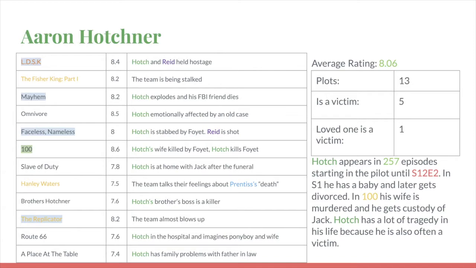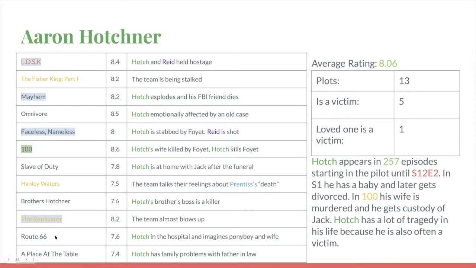Hotch has a lot of tragedy in his life because he is also often a victim. First being one with Reid, where they're held hostage. Then in Mayhem, he explodes and his FBI friend dies. In Omnivore, they introduced George Foyet, who was an old case of his. In Faceless Nameless, Hotch is stabbed by Foyet. In 100, Hotch's wife is killed by him, and then in turn, Hotch kills Foyet. And of course, you have the episode with the aftermath of that.